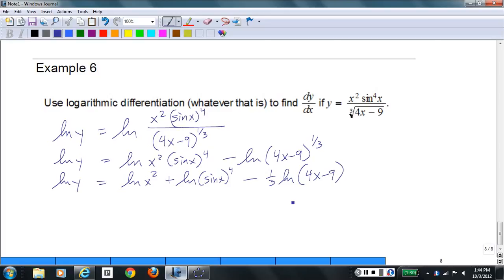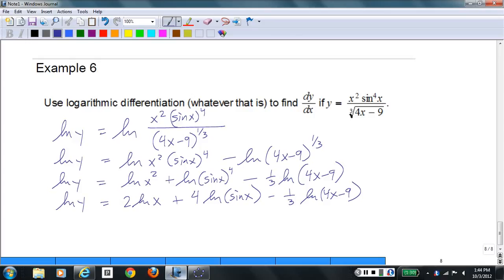And then as we did that, the 2 can come out in front, the 4 can come out in front. So natural log of y equals 2 natural log of x plus 4 natural log of sine x minus 1/3 natural log of 4x minus 9. Careful, don't want to go too far. We don't have a nice property for the log of a difference, so the log of 4x minus 9. I'll sometimes see that done, but we just have to leave that log of 4x minus 9. We can't push that any farther.